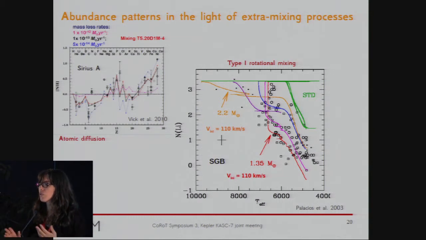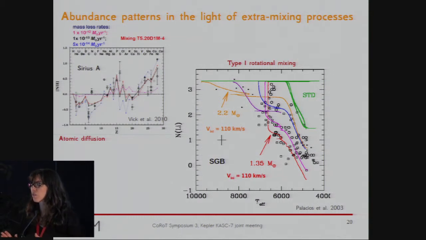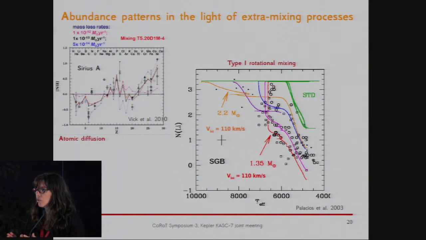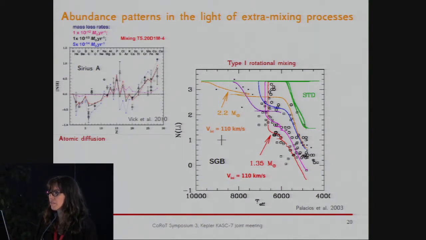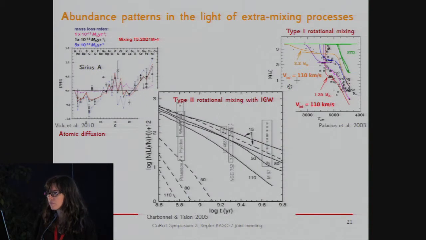Now, if you move to intermediate mass stars, in what we call the range of between 1.3 and 2 solar masses at solar metallicity, you see that including transport associated with rotation, you also have a very good reproduction of the lithium abundance in the subgiant branch, whereas you can't reproduce this distribution at all with standard stellar evolution models.